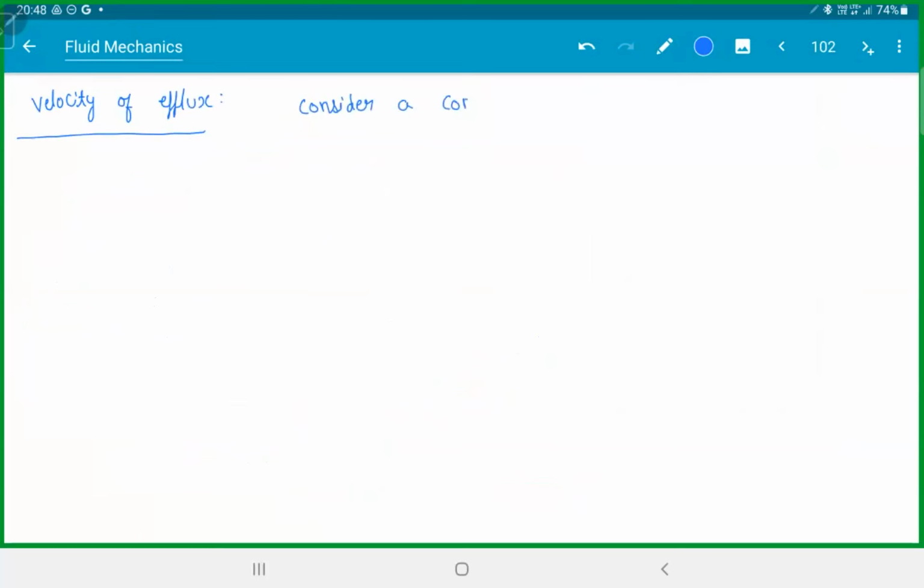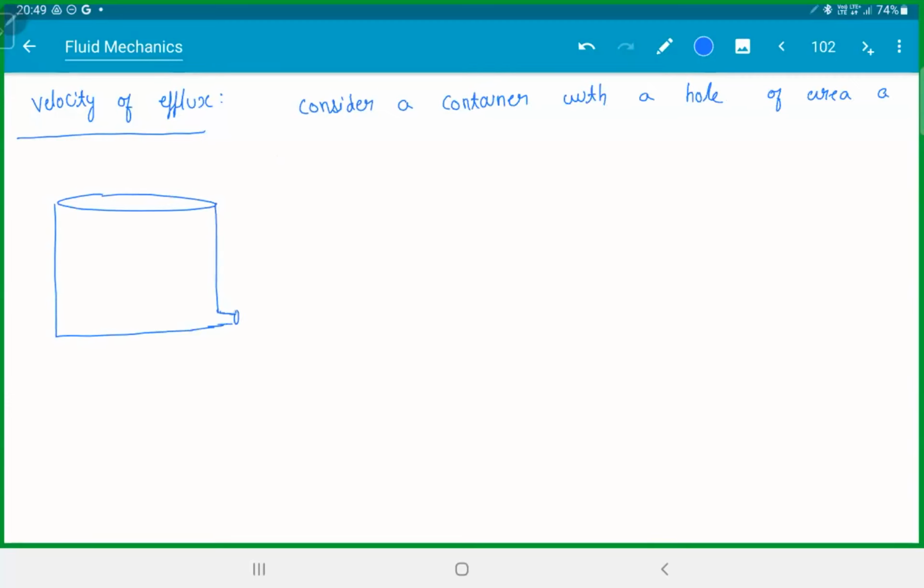Consider a container with a hole of area a. So if you have a container like this, with a small opening like this. So the area of this hole is a. The area of the container is capital A. And let's say it is completely filled with liquid. The height is H.